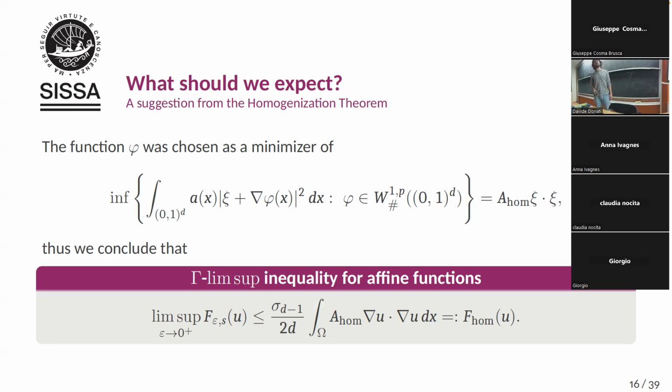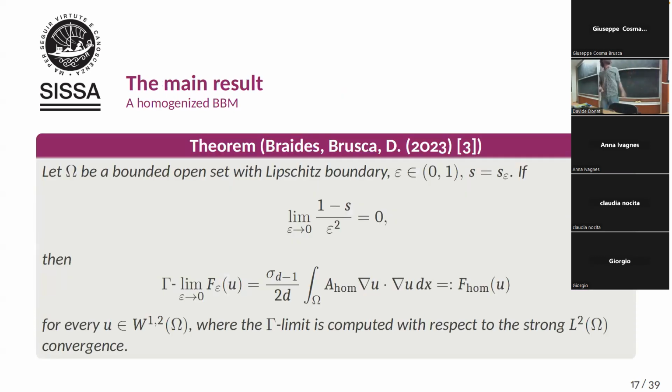So we recover exactly, let's say, a constant times the classical homogenization theorem. So we have at least a gamma limsup inequality for affine functions. And then this is exactly what we proved. We proved the following theorem under the conditions that omega is a bounded Lipschitz domain of R^n. If 1 minus s, seen as a function of epsilon, is such that the limit as epsilon goes to infinity of this quantity is equal to 0, then the gamma limit in the strong L2 convergence is going to be given by the classical homogenized functional times a constant.